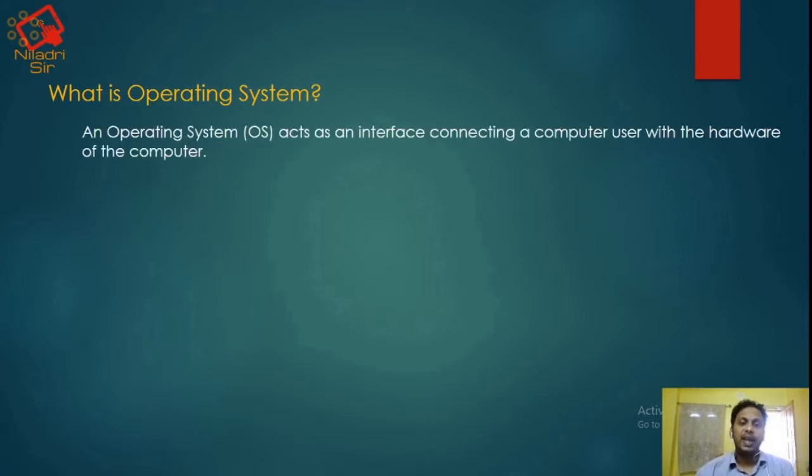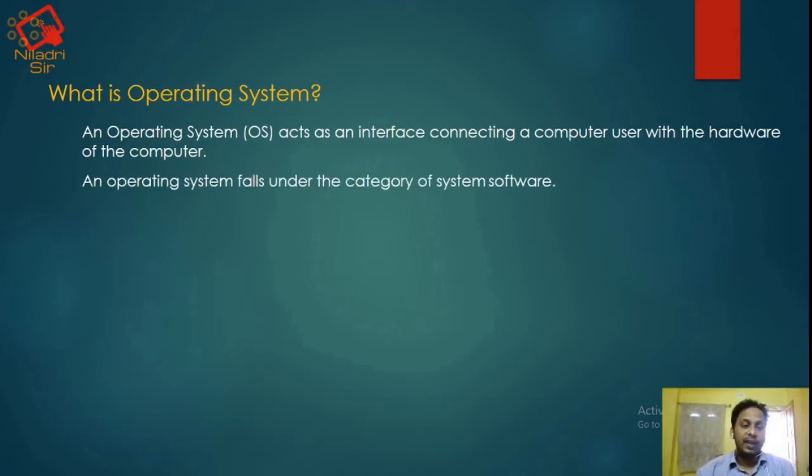Operating system basically acts as an interface connecting a computer user with the hardware of the computer. An operating system falls under the category of system software. As all of us know, there are two types of software: one is system software and another one is utility software. This operating system comes under the system software, and it performs the following operations.